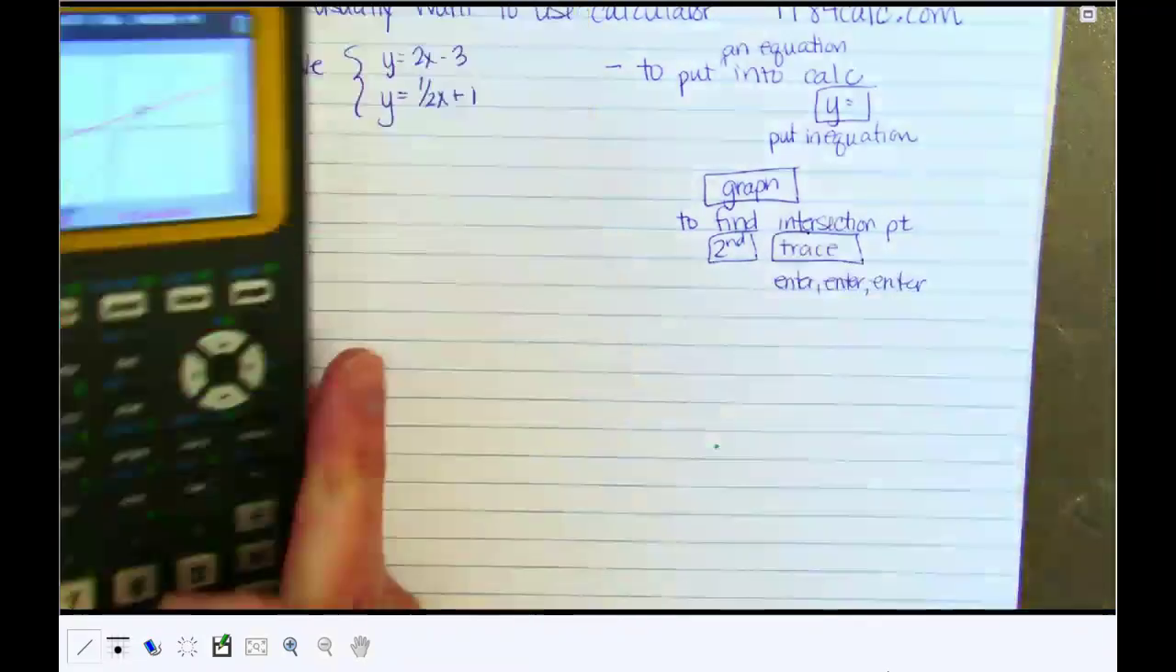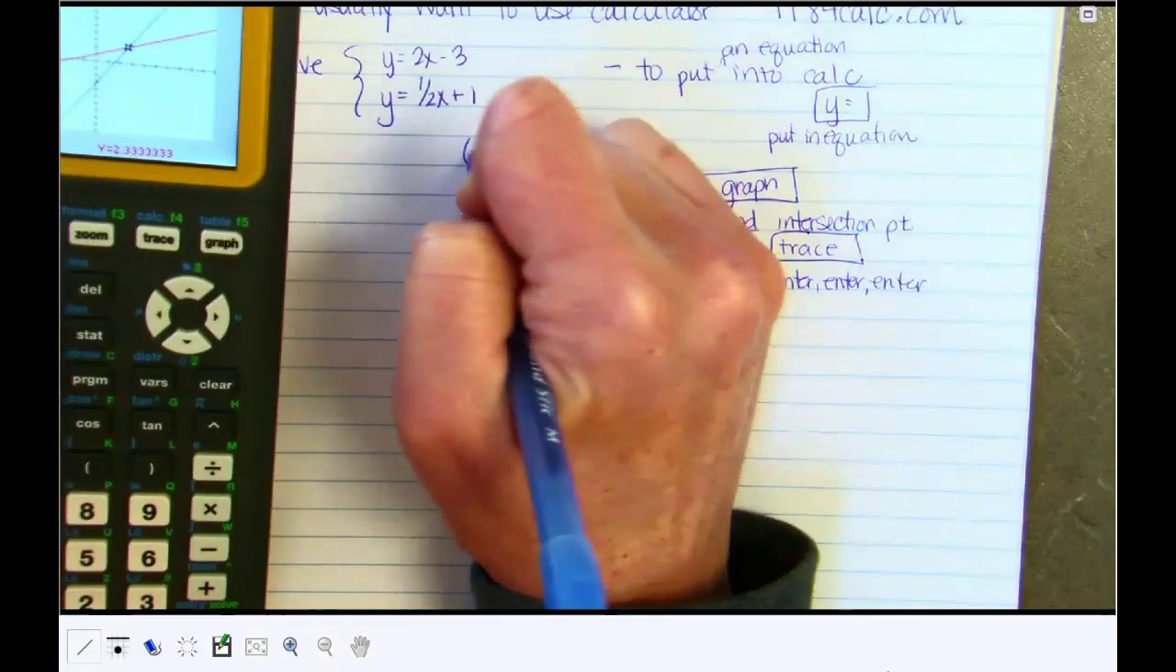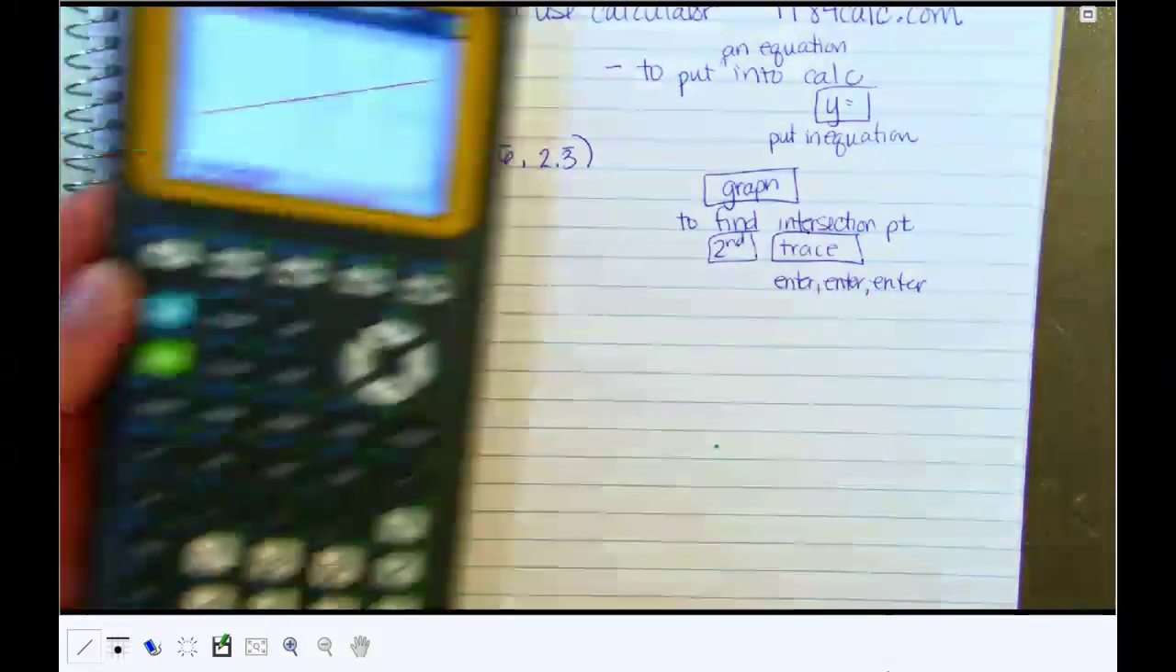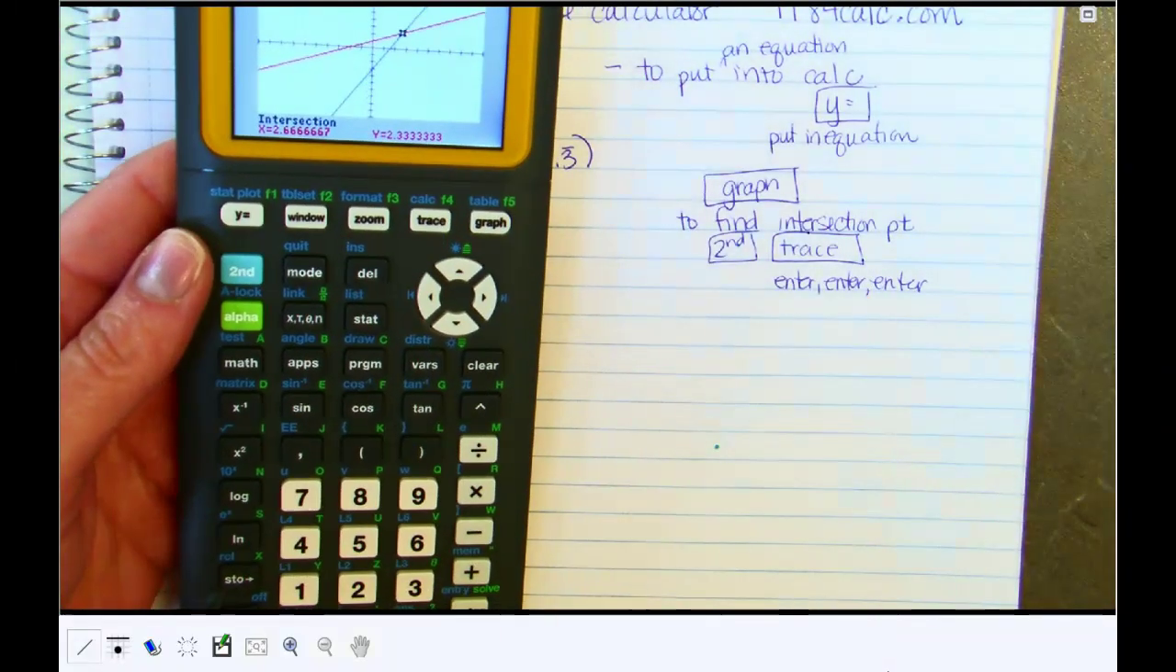So our answer is the coordinate point 2.6 repeating, comma, 2.3 repeating, which you should be getting from the very bottom of your calculator down there.